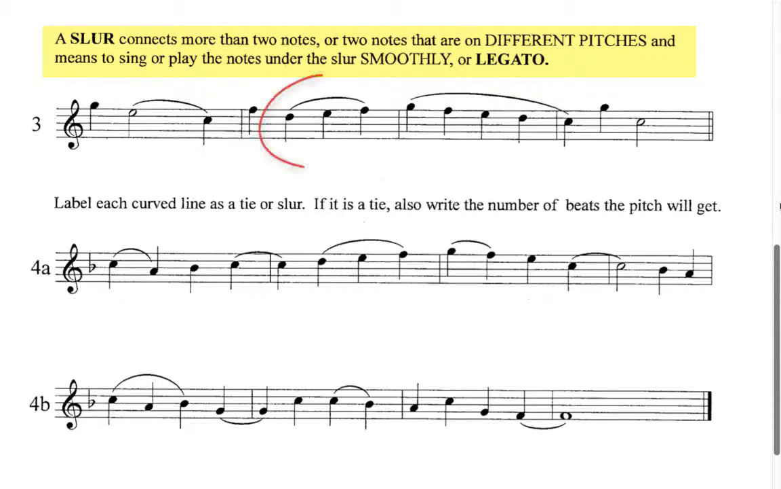A slur connects more than 2 notes, or 2 notes that are on different pitches. It means to sing or play the notes under the slur smoothly, or legato.